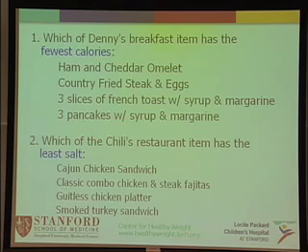In your mind. Which of Chili's restaurant items has the least salt? There's going to be 4 questions, so I suggest you write it down, but if you can keep it in your head, that's good. Cajun chicken sandwich, classic combo chicken and steak fajitas, guiltless chicken platter, or smoked turkey sandwich.